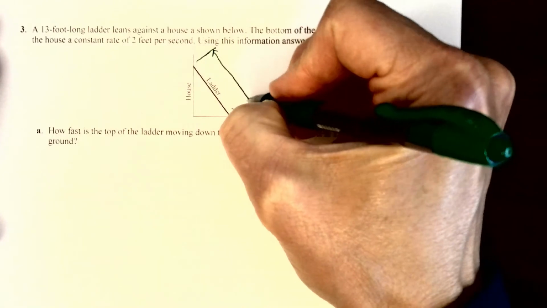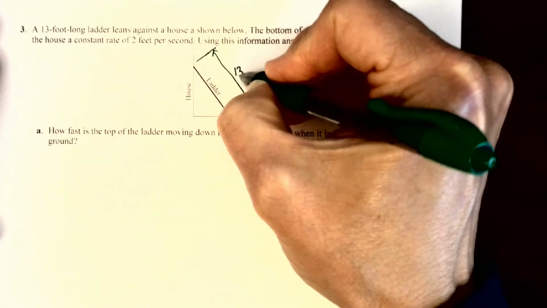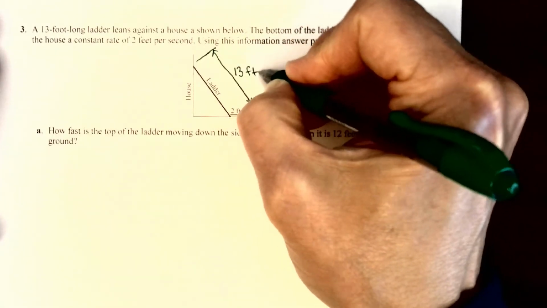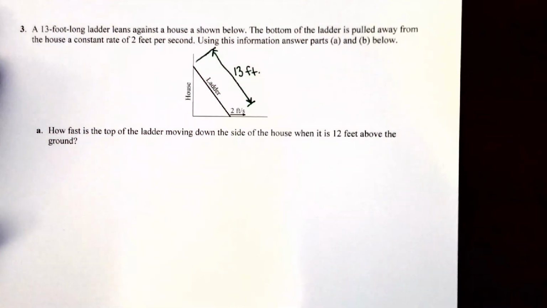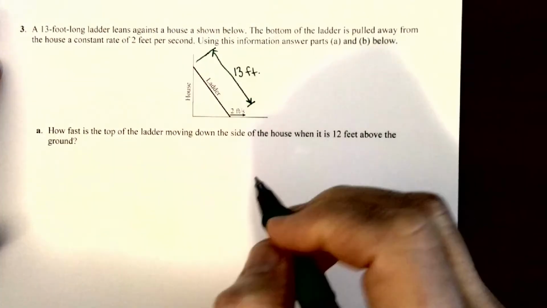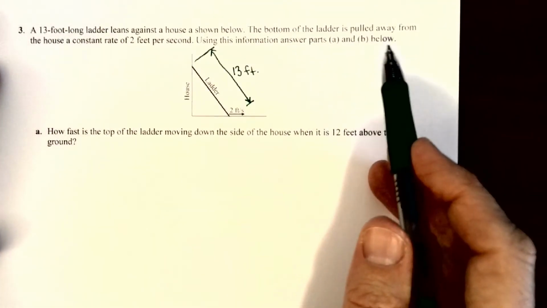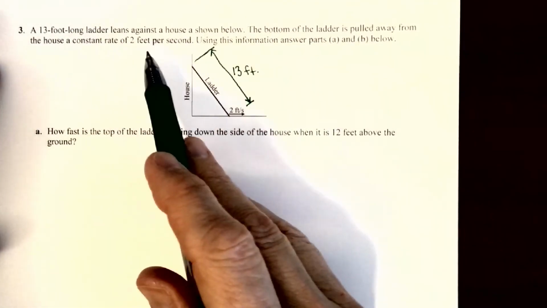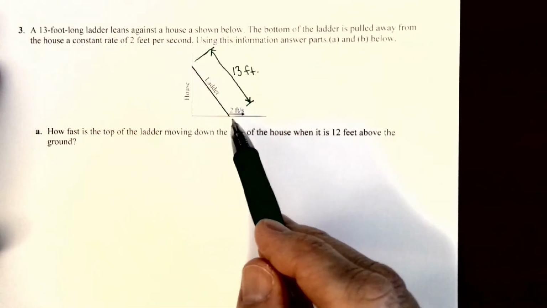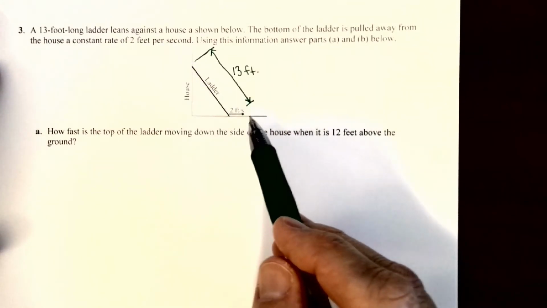It's going to be maintaining that length, 13 feet. So that's not a variable, so I'm not going to assign a variable to the length of the ladder. It's 13 feet. But the bottom of the ladder is being pulled away from the house at a constant rate of 2 feet per second, as this arrow shows. The bottom of this ladder is rolling away.